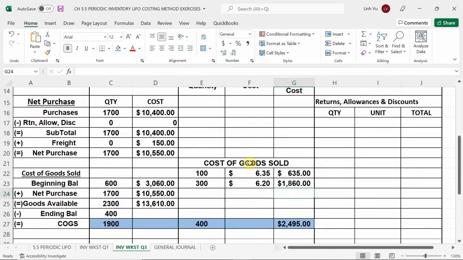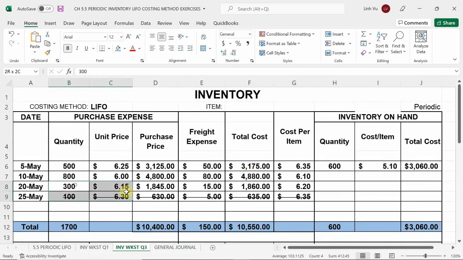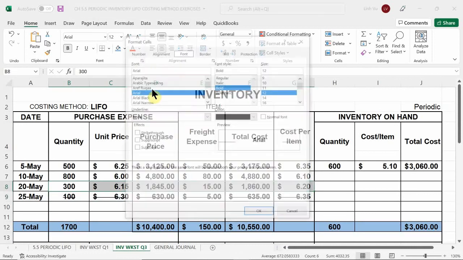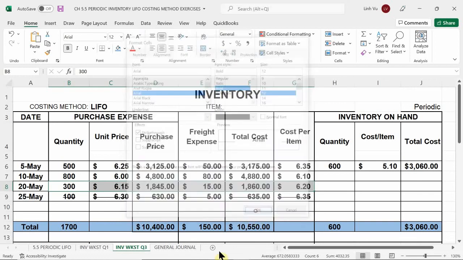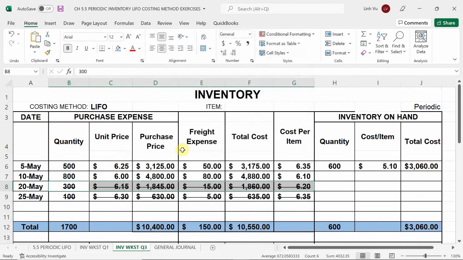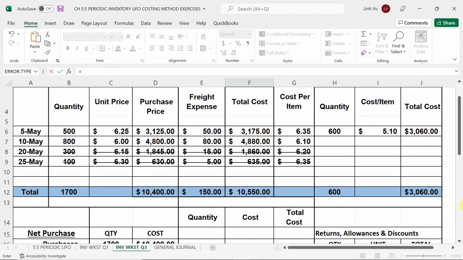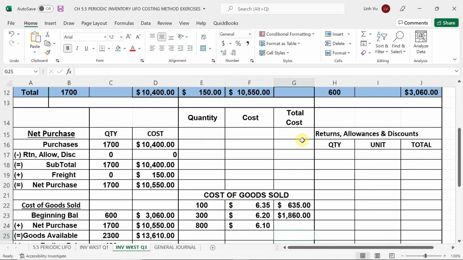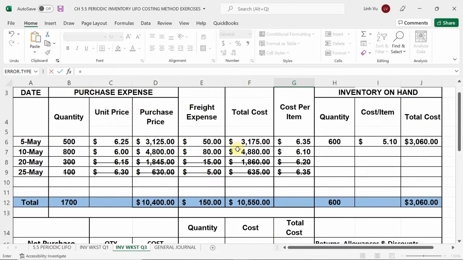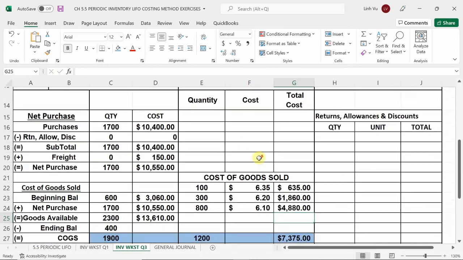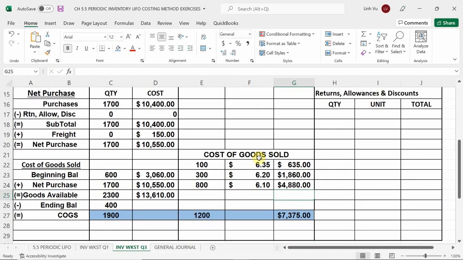Okay, so let's keep going. What's the next batch of inventory that I'm going to take out? May 10, right? We're going to get rid of May 10. May 10 was a total of 800 units at $6.10 each, so 610, which I know gives me a total of $4,880. Okay. So then that gives me 1,200.